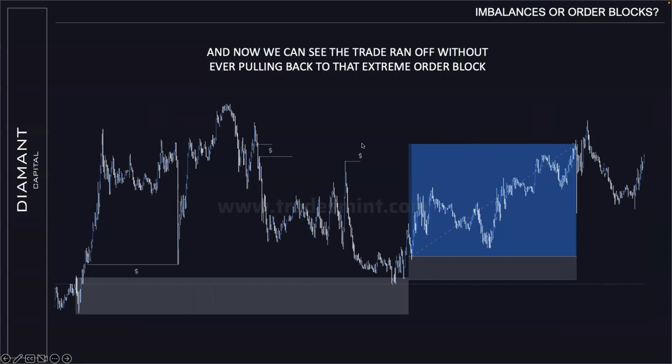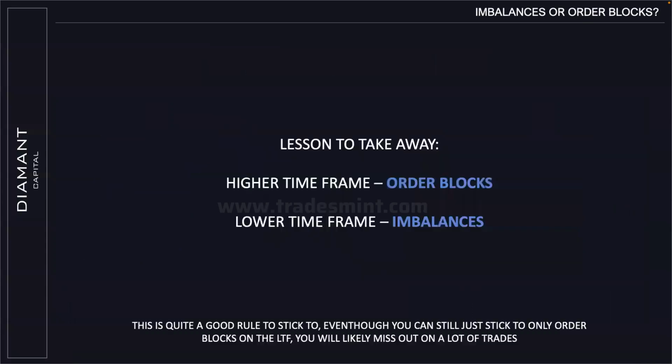So this is definitely one of the lessons, and this is the takeaway that I want you guys to have. So the lessons to take away: on the higher time frame, what we do look at for entries would be the order blocks. On the lower time frames, we're going to be looking at areas of imbalances.